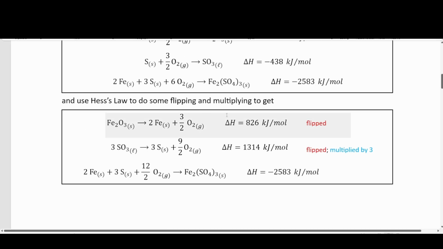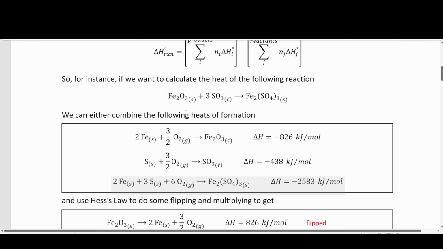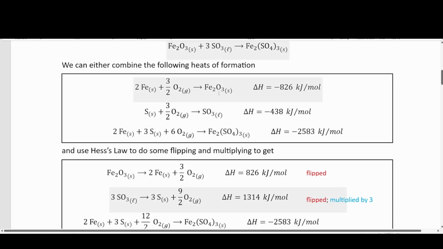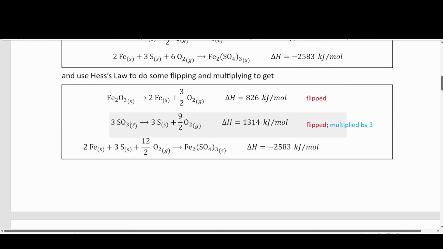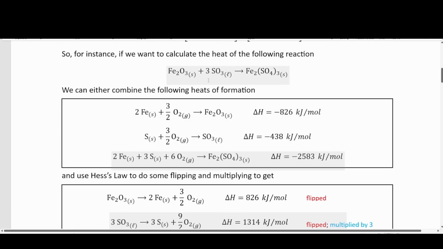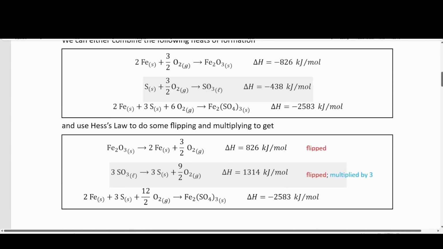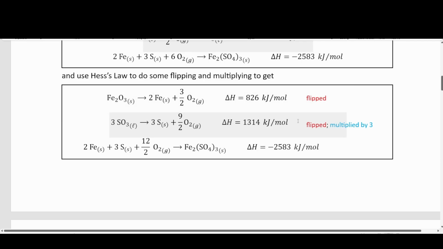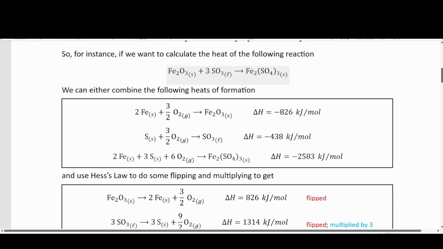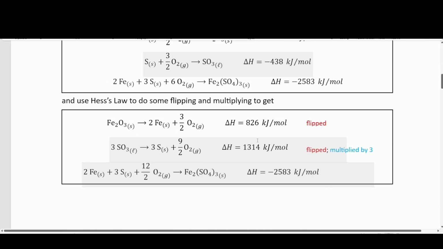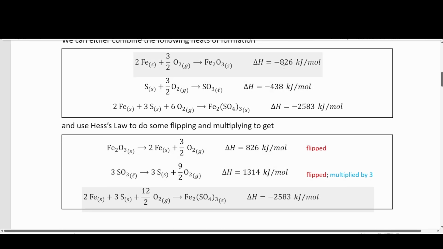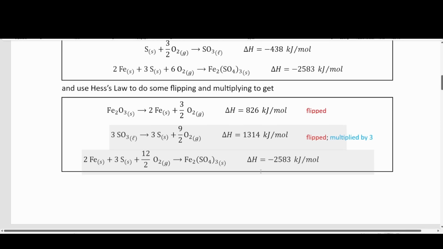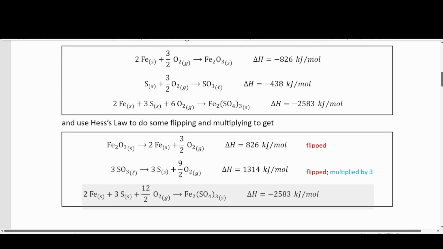What we can do is flip our formation for the iron 3 oxide, and the reason we want to do that is because it's in the reactants here, but it was in the products in our formation reaction. We also want to flip the one for the sulfur trioxide. Again, that's because it's a reactant, but it was a product in this formation reaction. Then we also want to multiply by 3 for this sulfur trioxide, since we had 3 of them in our reaction up here. So we then just have to do that same thing to the heats. We see that this goes from negative to positive, this goes from negative to positive and is multiplied by 3, and this last one is just staying the same.